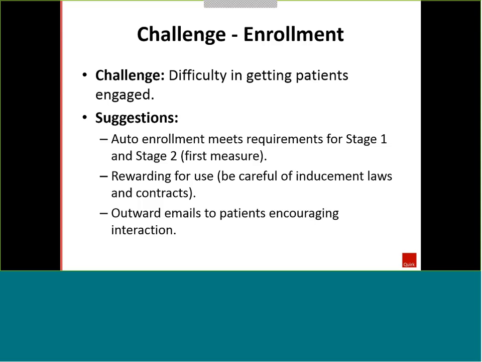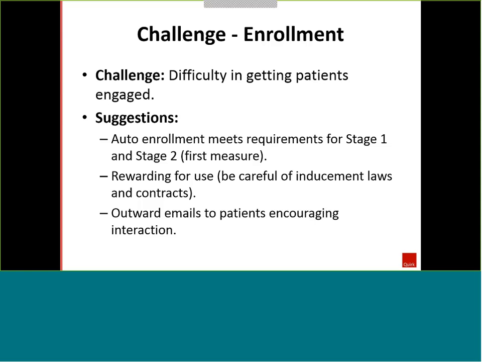So there is one option, which is rewarding for use or mass mailing patients to help encourage that interaction. So rewarding for use, you got to be careful with that one, because there's all types of inducement laws out there. I know it's a big Medicare thing, but there are some commercial payers that have a problem with that as well.